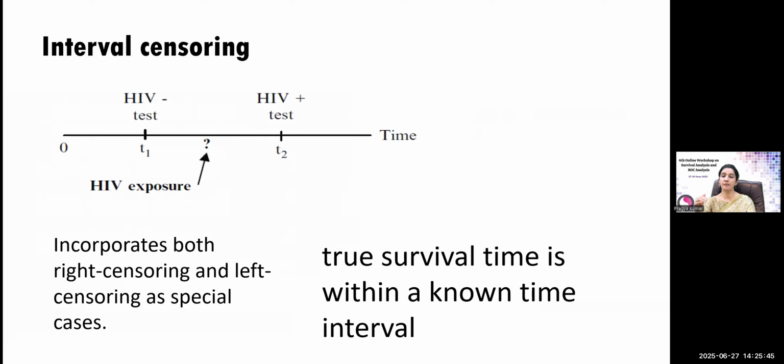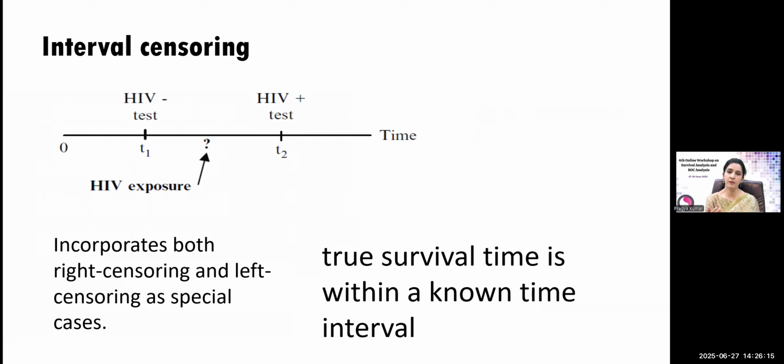Then, coming to interval censoring. The classical example of interval censoring is HIV. You have done a test at time T1 when he was negative, and again you have done the test at time T2, and at that time it is positive. So it incorporates both right and left censoring, and it is a special case where the true survival time is known only within an interval, between T1 and T2. This is known as interval censoring.